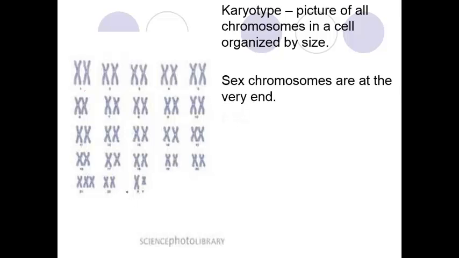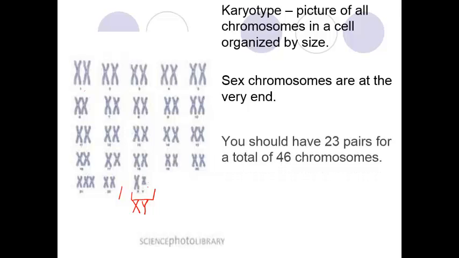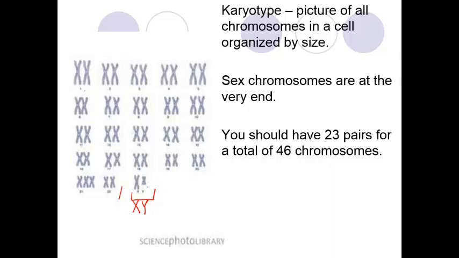So you're going to have 22 pairs, and then your 23rd pair, this one right here, notice that you have a very large chromosome with a smaller one. So this is an X, this is a Y chromosome here, because we have 2 very different sizes. If it was a female and she had 2 X's, these would be about the same size. They would look pretty identical to each other. So you can also tell gender from a karyotype. And you should have 23 pairs of 2 each for 46.